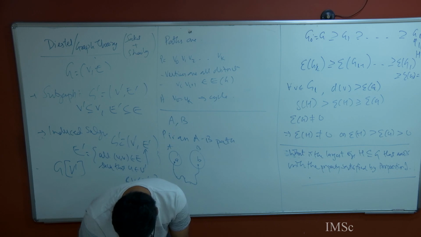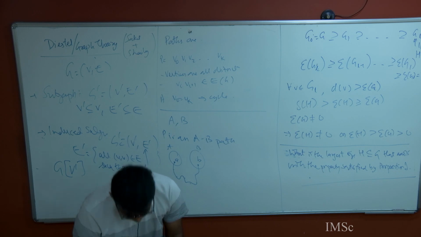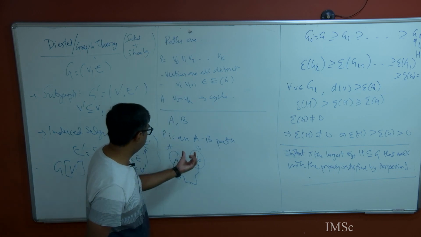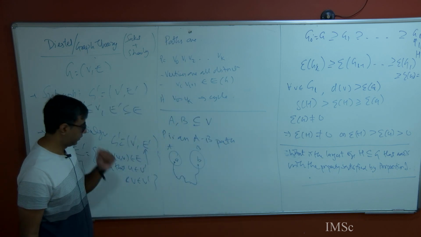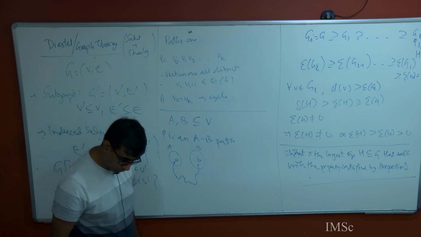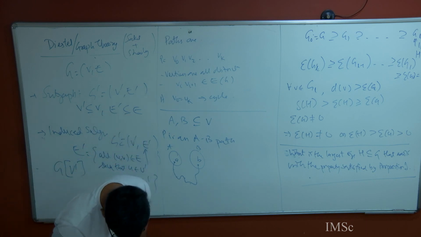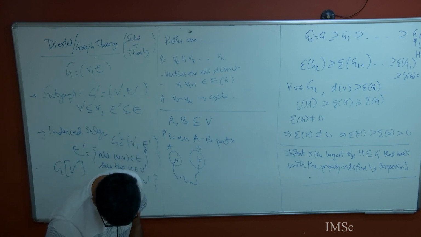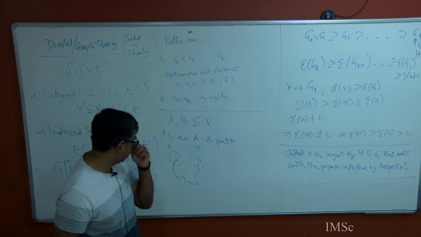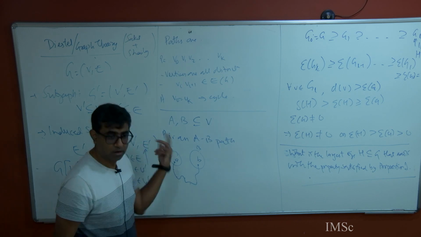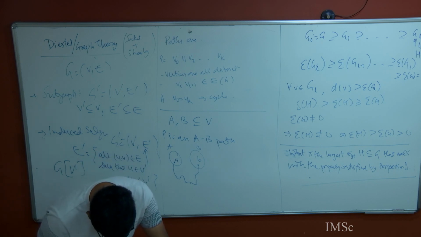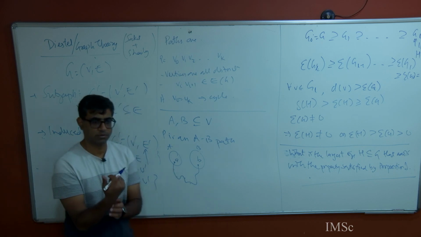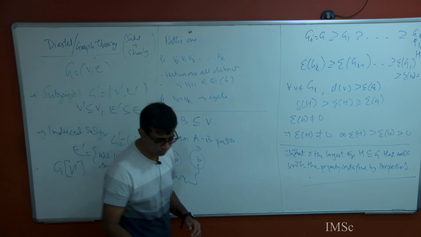A and B are subsets of V. Yeah, they could be equal too. Yeah, you're right.